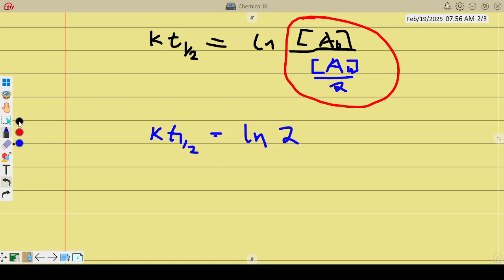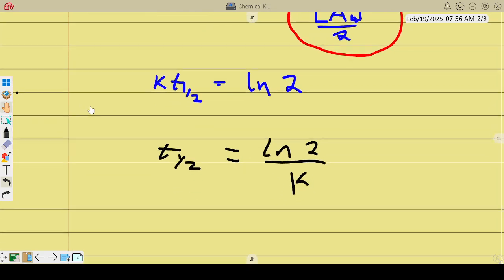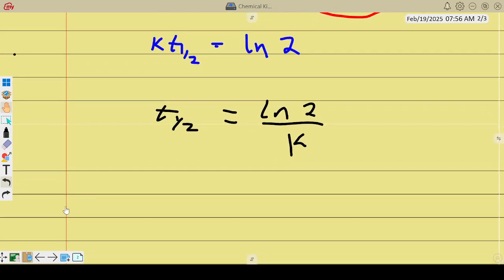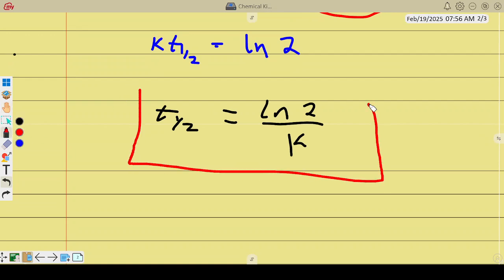And then now we can make t the subject of the formula. So the half time will be equal to ln 2 over k when you divide by 1 over 2. Yeah, so this is the formula for the half-life of the first order integrated rate law.